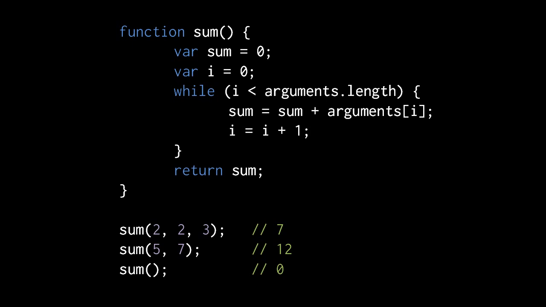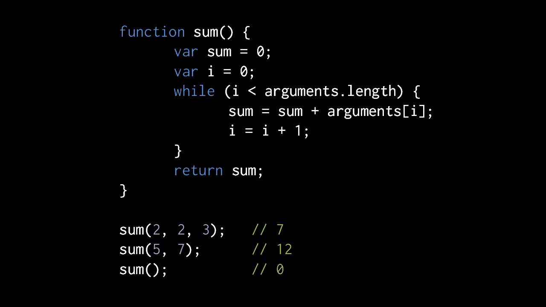i starts out at 0 and gets incremented by 1 at the end of each iteration, and the condition tests whether i is less than arguments.length. So the loop will iterate with i incrementing from 0 up to but 1 less than the length of the arguments array. In each iteration, we take the item of the arguments array at index i and add it to our sum. Once the loop completes, we return sum.